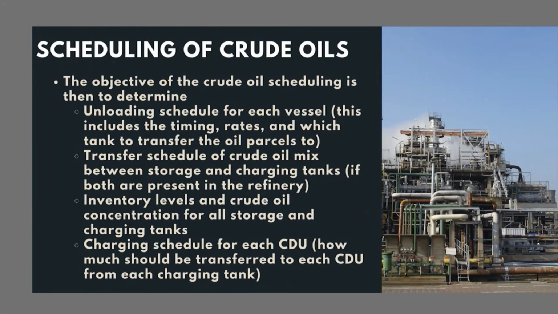The objective of the crude oil scheduling is then to determine the unloading schedule for each vessel. This includes the timing, rates and which tank to transfer the parcel to, transfer schedule of crude oil mix between storage and charging tanks if both are present in the refinery, inventory levels and crude oil concentration for all storage and charging tanks, charging schedule for each crude distillation unit, that is how much should be transferred to each crude distillation unit from each charging tank. For example, most of the refineries in the world have more than one crude distillation unit in their campus. Which refinery unit needs to consume what type of crude oil, these things need to be planned and scheduled.